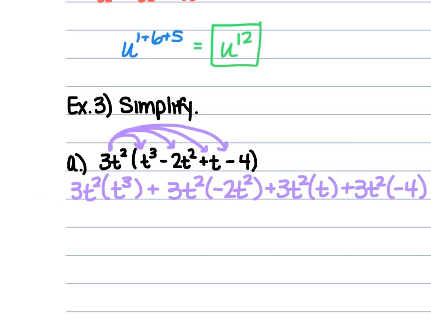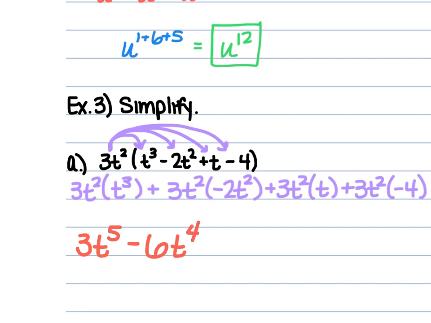So start from the beginning, the 3t squared times t to the third power. We're going to keep the 3, keep the t, add your exponents. 2 plus 3 is 5. Then we have the 3t squared times negative 2t squared. The 3 times negative 2 is going to give you a negative 6. Keep the t, add your exponents. 2 plus 2 is 4, so that's negative 6t to the fourth power.